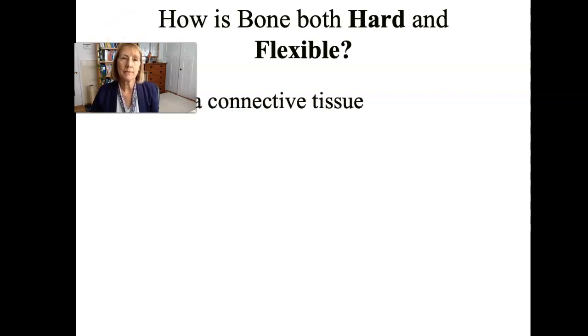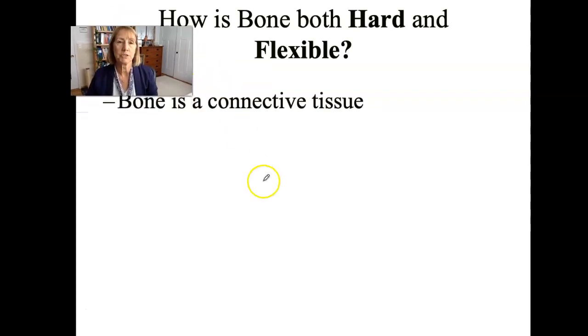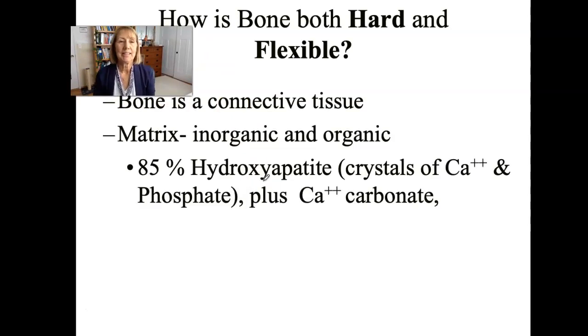Well, bone, we say, is a connective tissue. You've been doing your tissues, so you should know that. It's a connective tissue, and it has a matrix. The matrix is all the part that is not a cell. So the tissue has cells, and then surrounding the cell, that's the matrix. That matrix outside of the bone cell has both inorganic and organic compounds in there. So, meaning with carbon and without carbon.